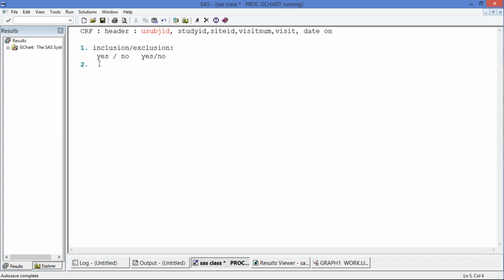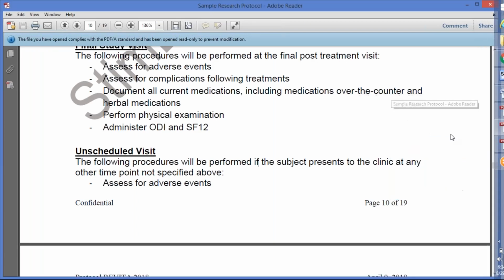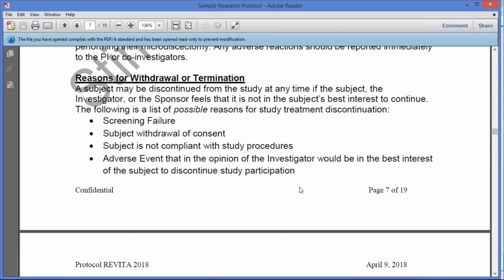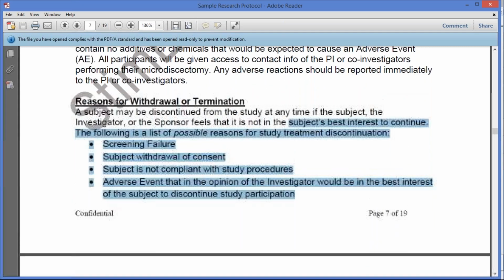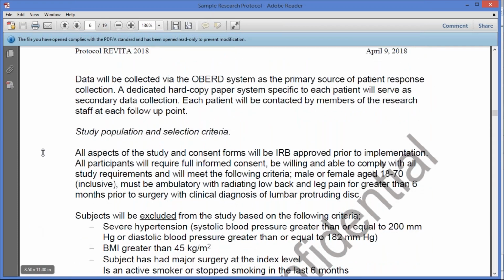So most of the CRFs will collect inclusion exclusion. This will be given in the protocol clearly. See the protocol? Inclusion exclusion will be given in the protocol. You can see here, selection criteria: inclusion criteria is given, exclusion criteria is given.